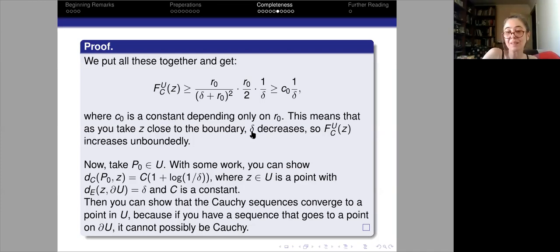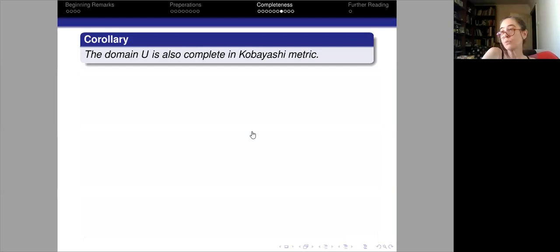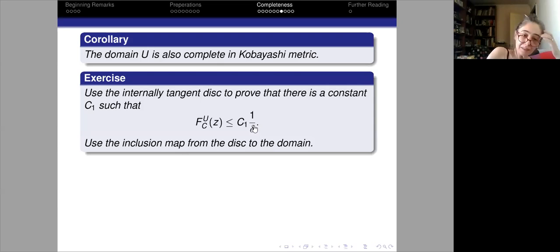So the corollary is, of course, if Cauchy sequences converge, then your bounded domain is complete in the Carathéodory metric. And since the Carathéodory metric is equal to the Kobayashi metric, or since the Cauchy sequence is in one of the metrics, it is also in the other metric, so your domain is also complete in the Kobayashi metric. As an exercise, you can use the internal tangent disk to prove that there is a constant such that the value of the Kobayashi metric at the point Z is less than or equal to C1 times 1 over delta.